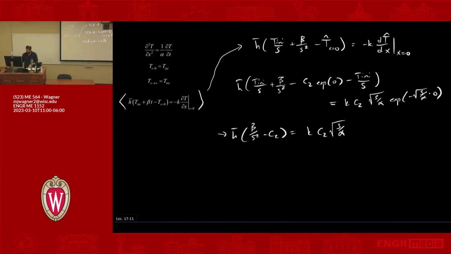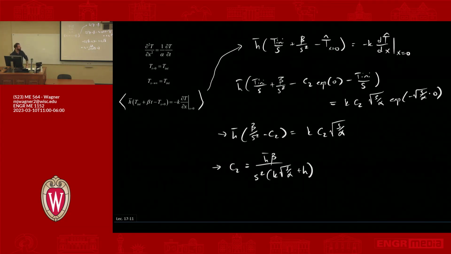So keep going on this, we can just solve this. So we'll solve this, and it becomes C2 equals h bar beta over S squared, over K square root of S over alpha plus h bar. So that's just, again, algebra there. So we solve for the second constant using our boundary condition on the convective side.